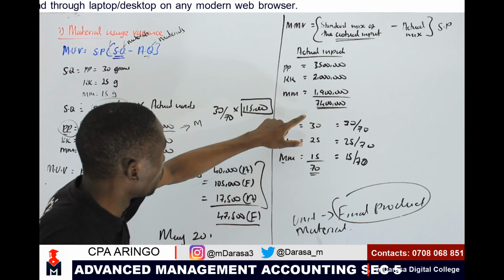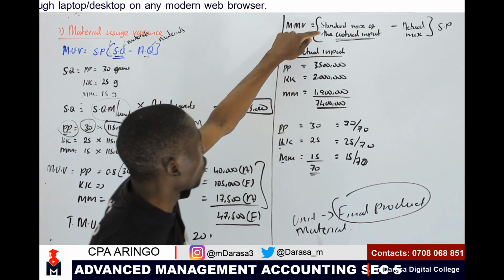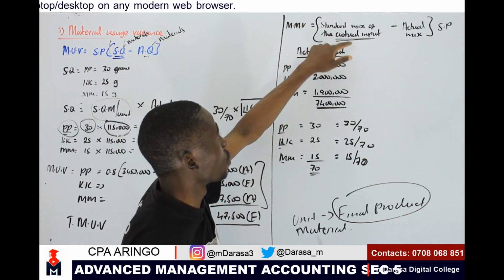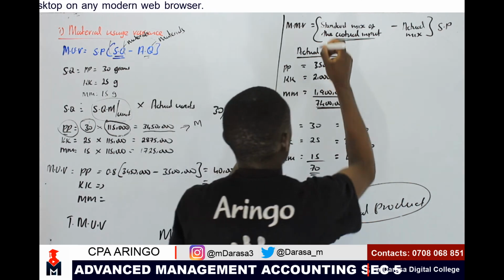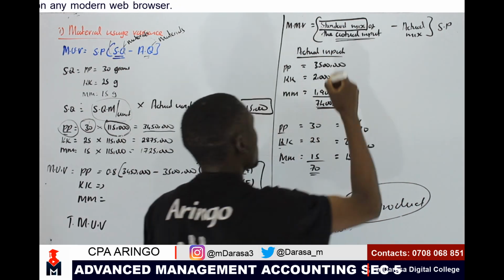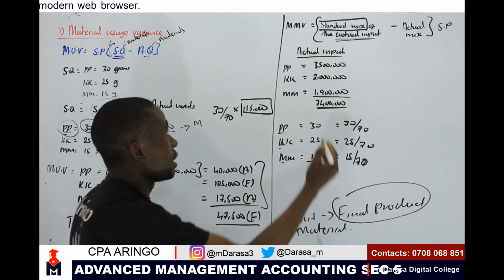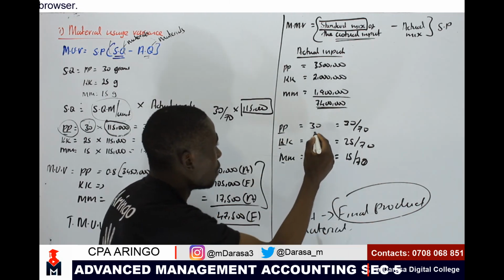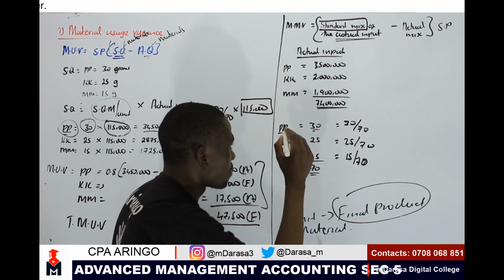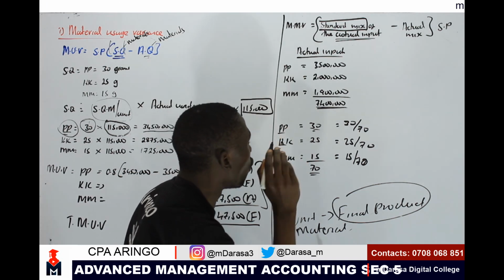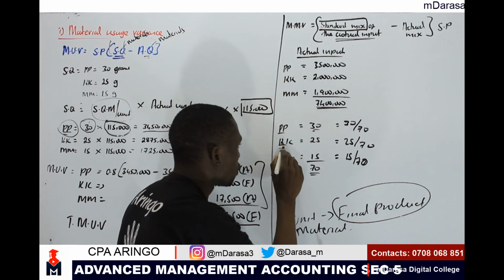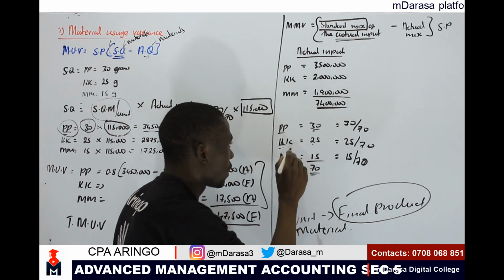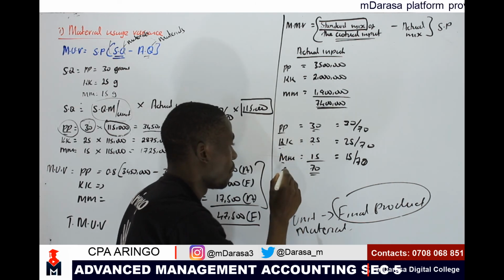Remember, we're talking of the standard mix of the actual input. So what is my standard mix here? What had I budgeted? Remember, standard is the same as budgeted, right? I'd budgeted to use 30 grams of PP to produce 1 unit. I'd budgeted to use 25 grams of KK and 15 grams of MM.